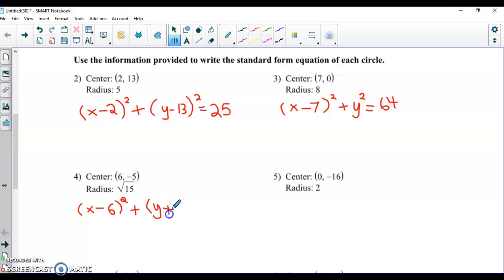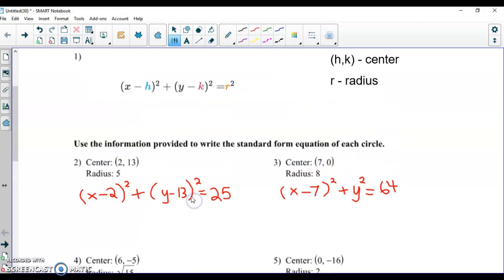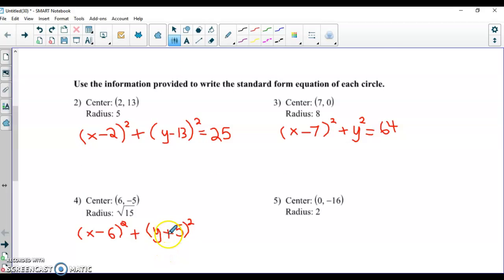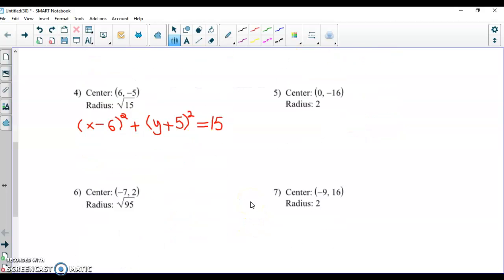Yeah, this is going to be a plus 5. So plus 5, because there's already a minus in the equation, so technically it's minus negative 5, but minus negative 5 is just plus 5. So we have squared. Okay, so that's going to equal our radius squared. Now we notice our radius is a square root, and that's fine. So we're going to square this. So root 15 times root 15 is just 15. All right, and that's our equation.